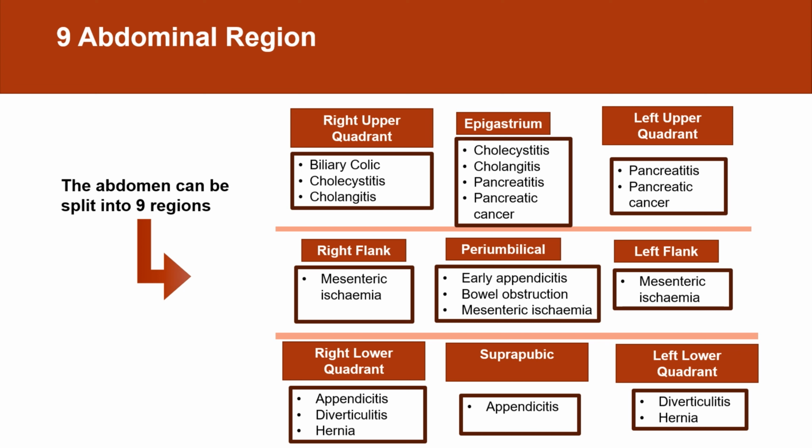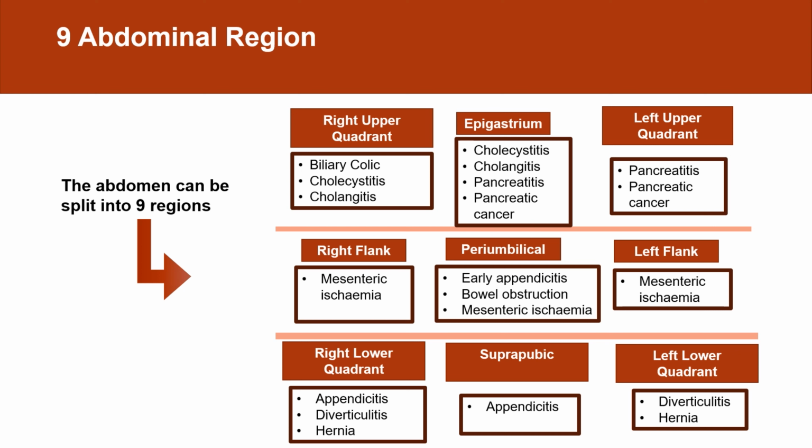Now, if we go lower down, I've already mentioned in the right lower quadrant that you can find the appendix, so appendicitis can occur. Other conditions that can occur include hernias and diverticulitis, and that's because the colon can be found in the right lower quadrant. Suprapubic, the organ that's found suprapubic is the bladder. So conditions related to the bladder will again be covered in our urology series. However, for general surgery, the pain from the appendicitis can be felt suprapubically as well.